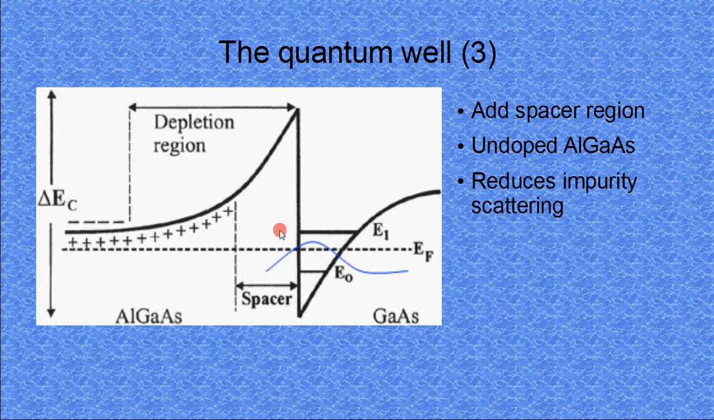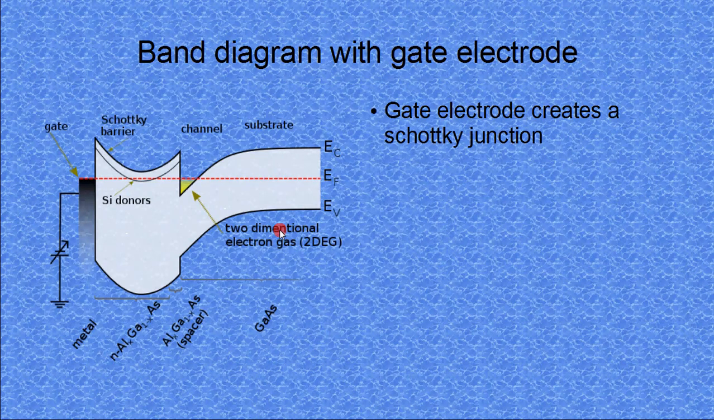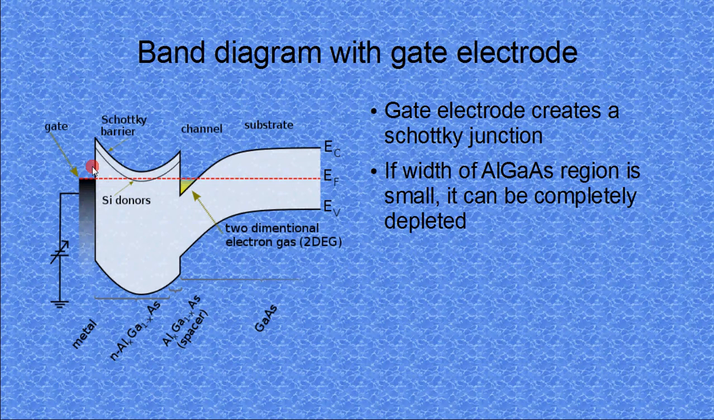Okay, now we have the band diagram with the gate electrode in. The gate electrode is on the aluminum gallium arsenide side. It's just a Schottky junction, and of course, when you have a Schottky junction, you have another depletion region formed at the junction. So if the width of the n-type region is small enough, the two depletion regions from the junctions can merge together and form one complete space charge region without any mobile carriers.